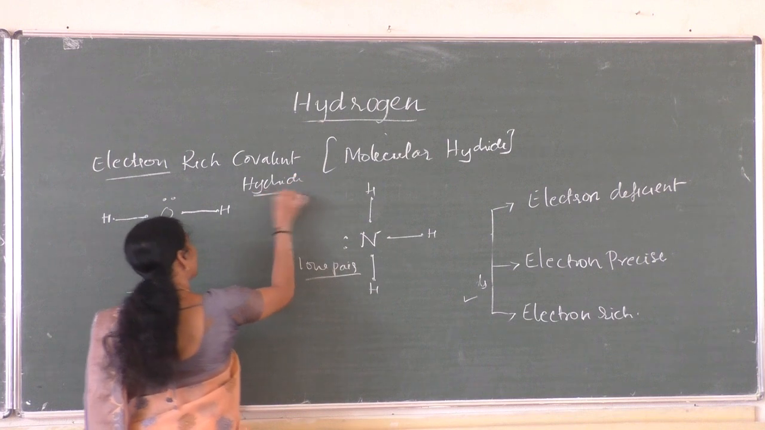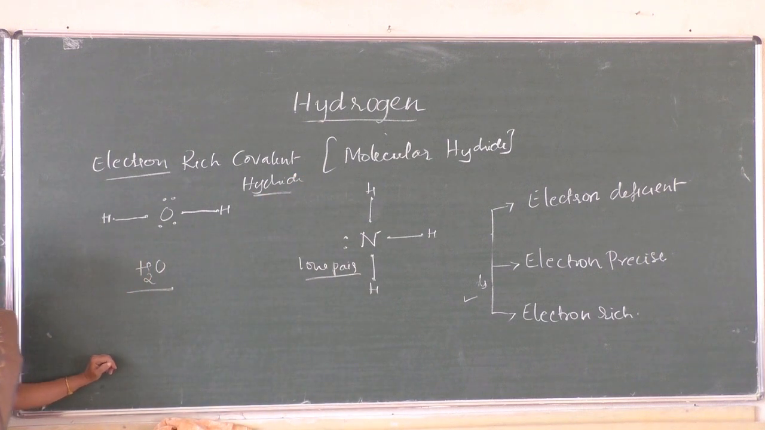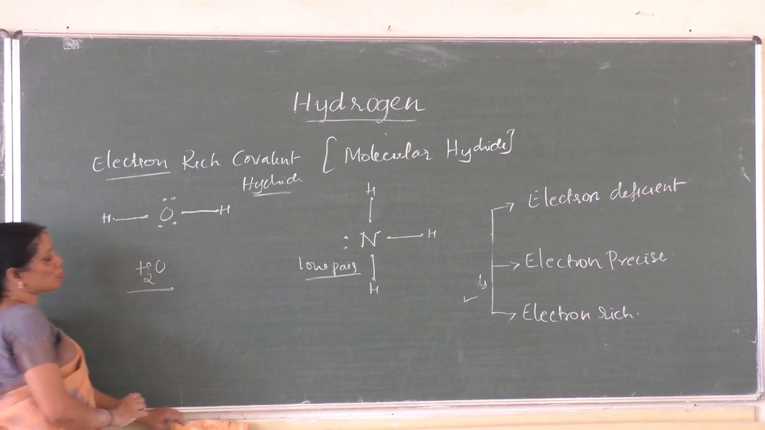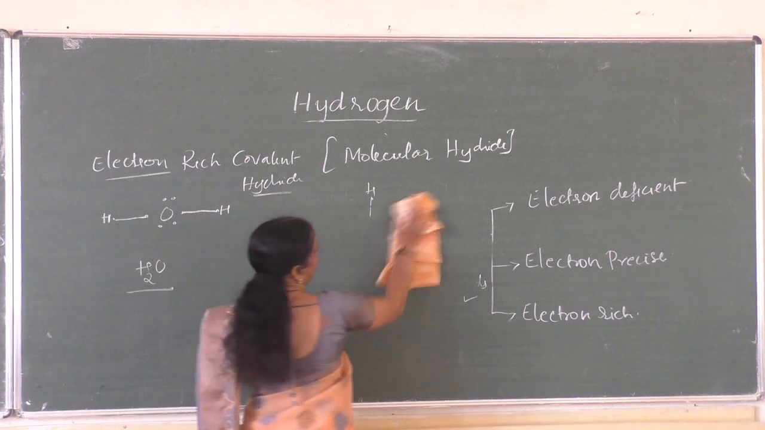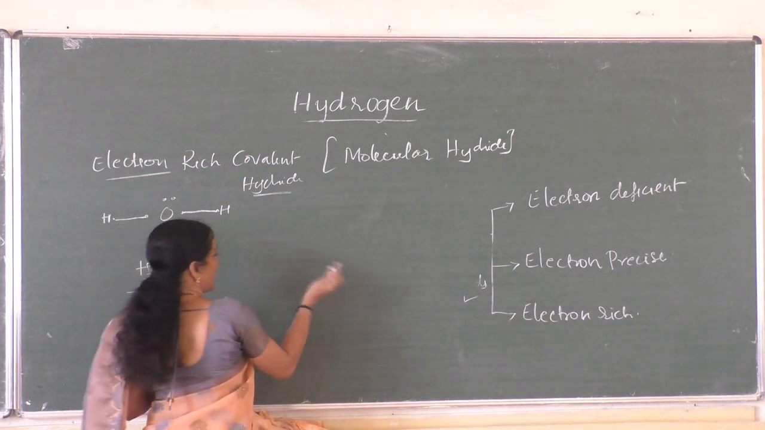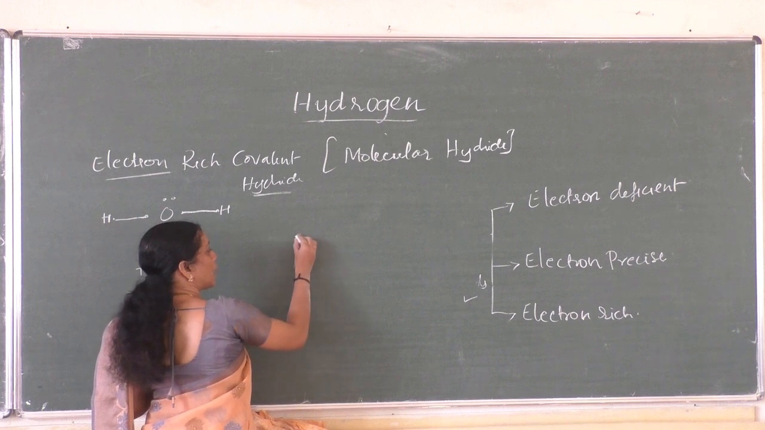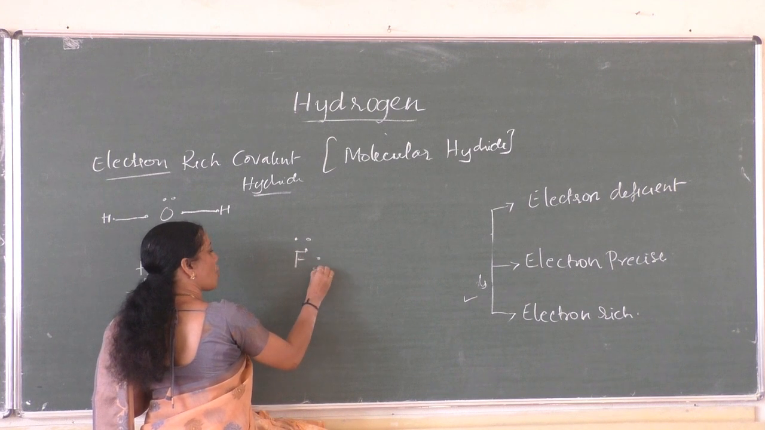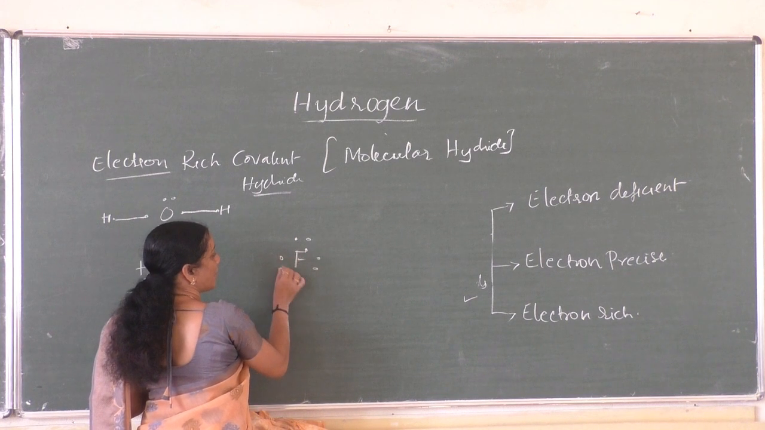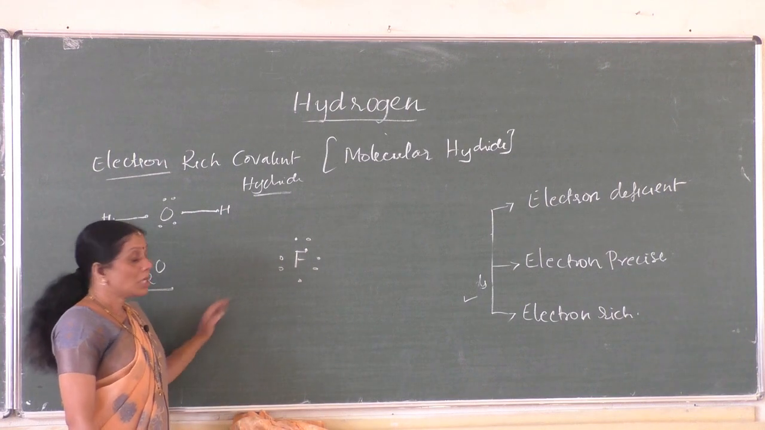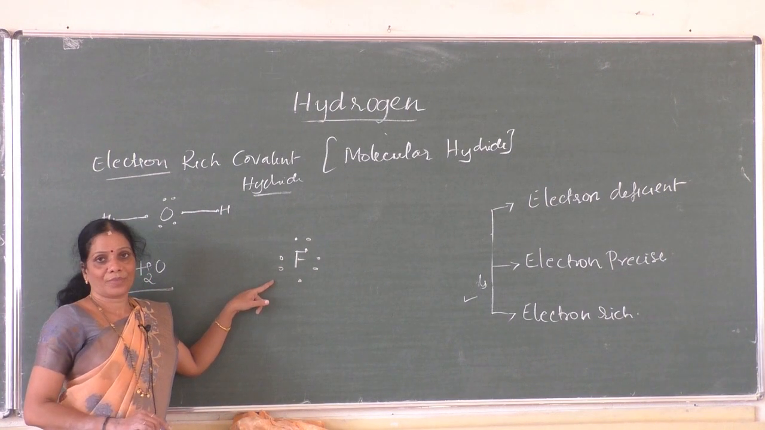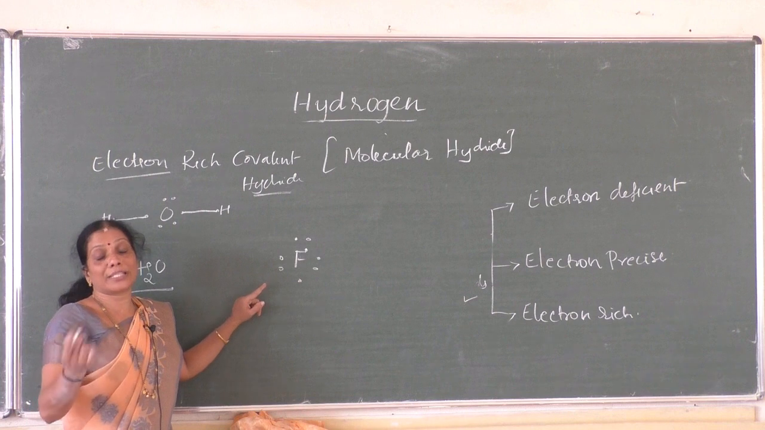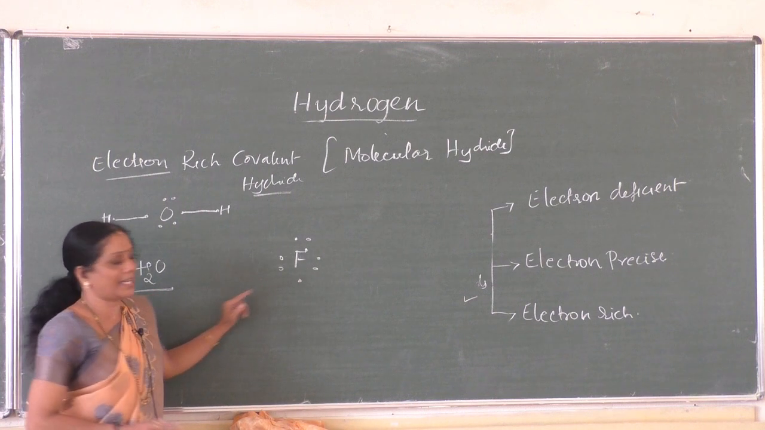Listen now students, now I will consider the group 17 elements. Group 17 means halogens. The first halogen, that is fluorine, I'll consider the fluorine. Halogens always contain how many valence electrons? 7 valence electrons, isn't it? Now 7 electrons are there.